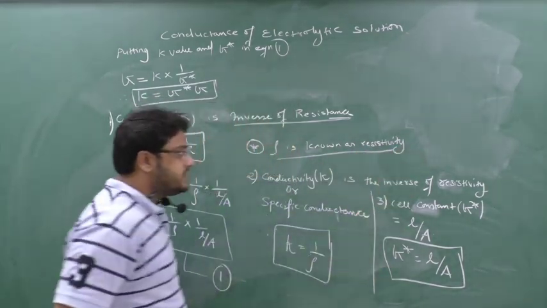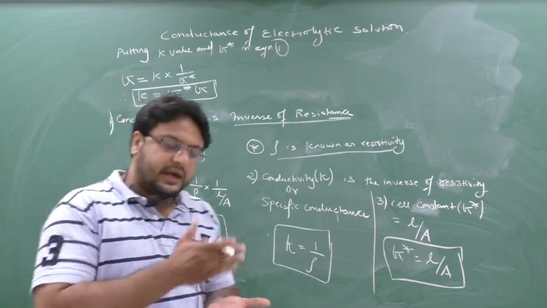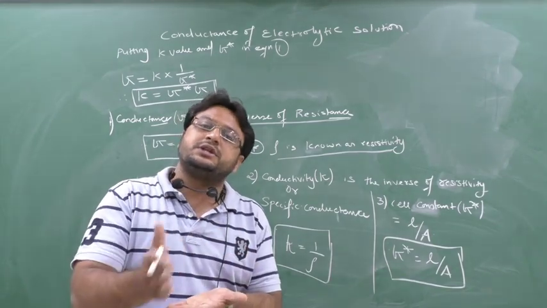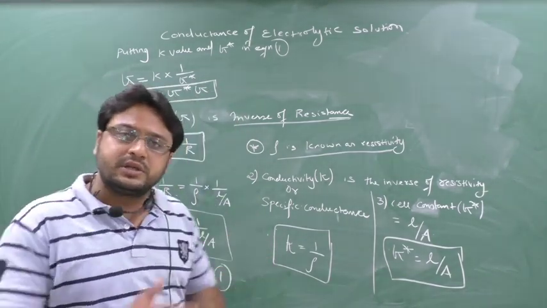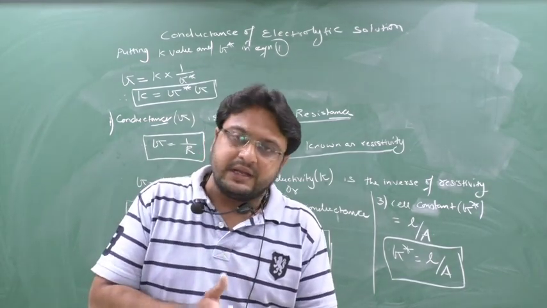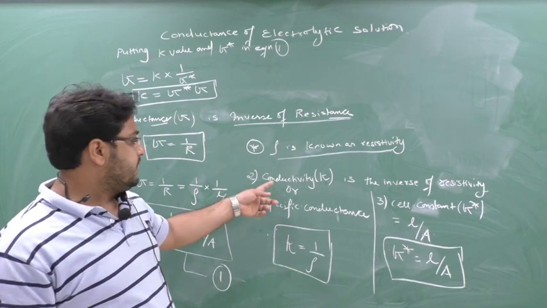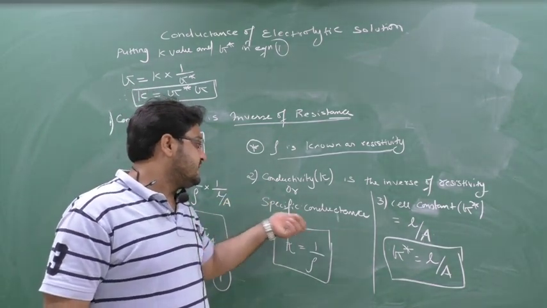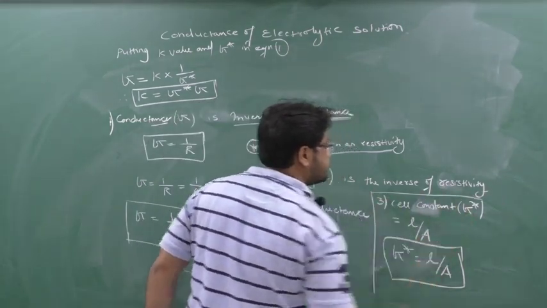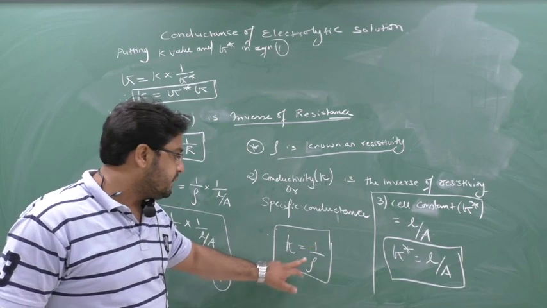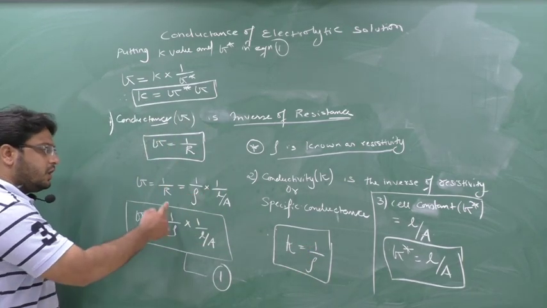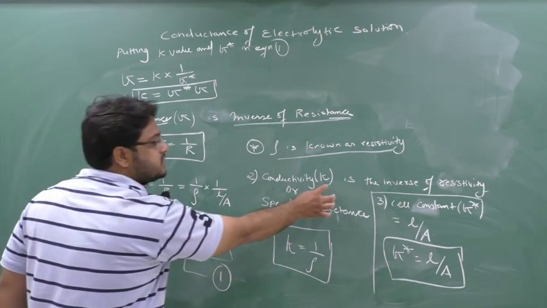Rho is known as what? Resistivity. As I have taken resistance, the related word with resistance was conductance, and conductance was the inverse of resistance. Similarly, rho is resistivity. The similar word to resistivity is conductivity, and conductivity is the inverse of resistivity. So conductivity K, or another name, specific conductance. Conductivity K is the inverse of resistivity, therefore K equal to 1 by rho. So I have defined this 1 by rho as K, specific conductance or conductivity kappa. This K is the symbol kappa.